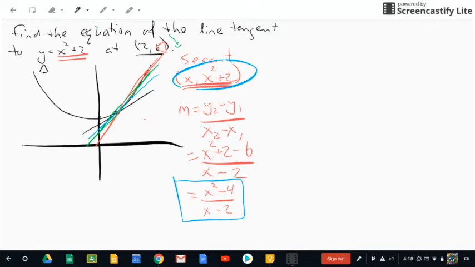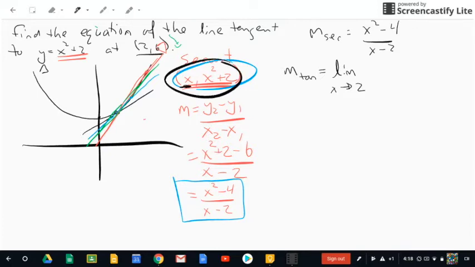Right now I've got the slope of my secant line, and I know that it's going to be x squared minus 4 over x minus 2. But I can change the slope of that secant into the slope of my tangent line by taking the limit as x approaches 2. As the x coordinate right here gets closer and closer to 2, this whole point gets closer and closer to the point 2 comma 6. So if I take the limit as x approaches 2 of my secant slope, that's going to give me the slope of the tangent. That's the beautiful thing about limits.